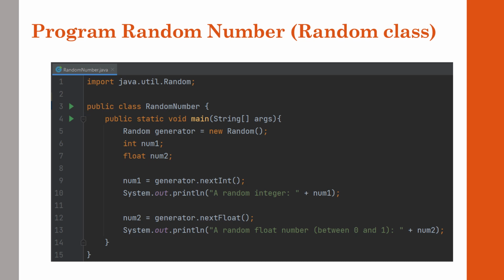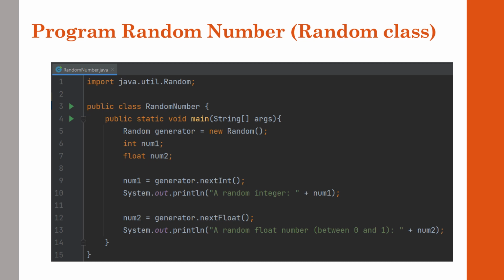First, we imported the package util, which contains the class Random. Random will generate random numbers. So we created a new Random object called generator. We declared the variables num1 and num2. We then instructed Java to generate a random number and store it as the value for the variable num1. Then we asked Java to print out that value. We applied the same principle to num2.